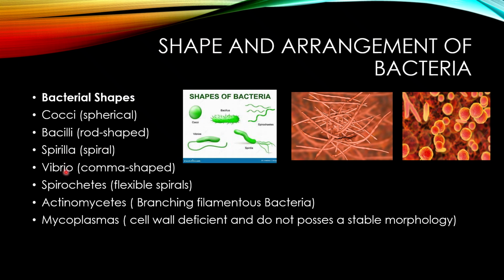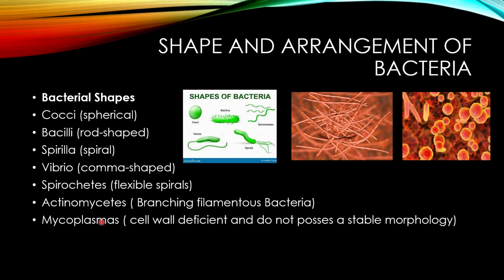Next is vibrio. Vibrio is comma shaped. You can see this picture here, it just looks like a comma. This is called vibrios. Then next is spirochete, a flexible spiral shape. Spirochetes are more flexible when compared to spirilla, and these are also spiral in shape. Next is actinomycetes, branching filamentous bacteria. They have branches around them.